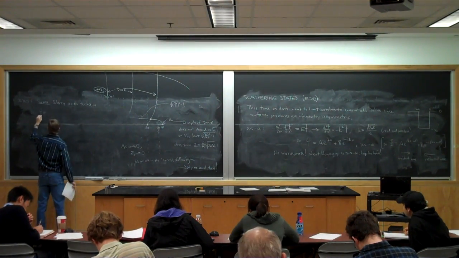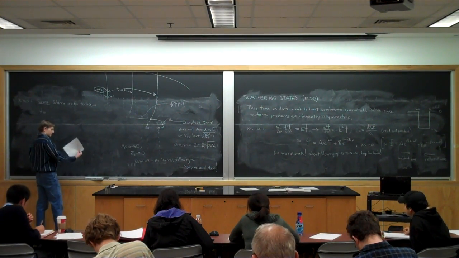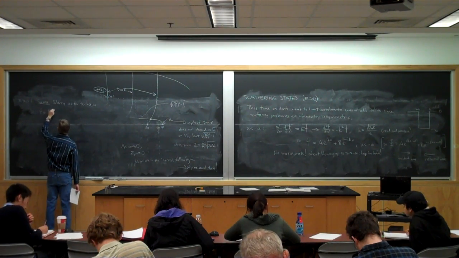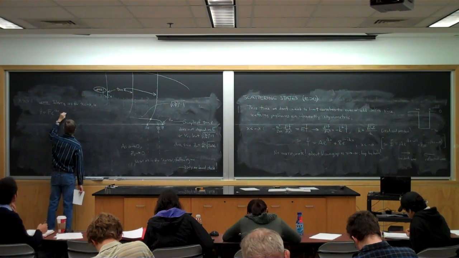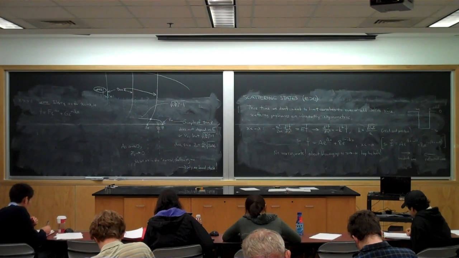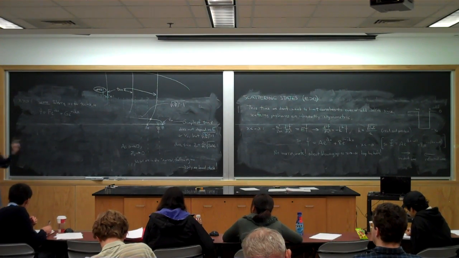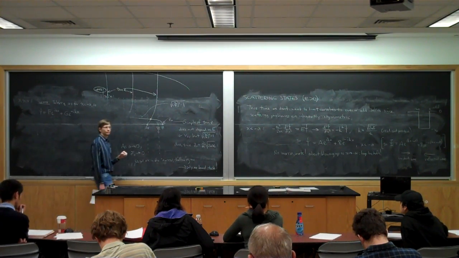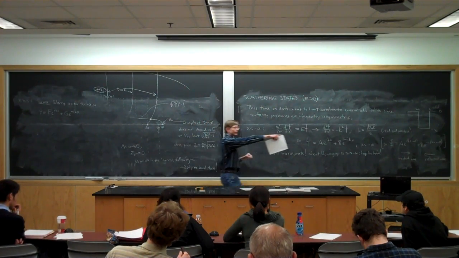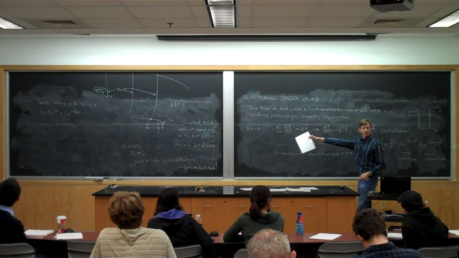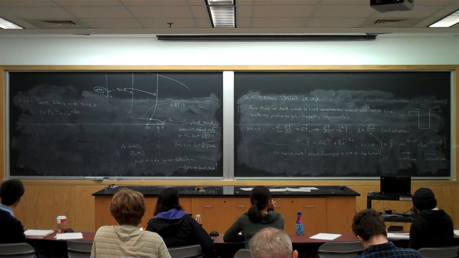So psi could be F e to the ikx plus G e to the minus ikx, but we want this to represent only a transmitted wave. So we want the right-going wave or the left-going wave? A right-going wave. Yeah, the one that's heading off this way, because for x greater than a, I want the wave to be moving away from the well.